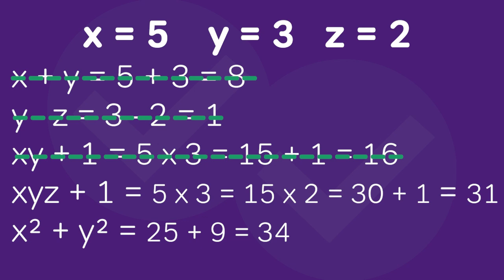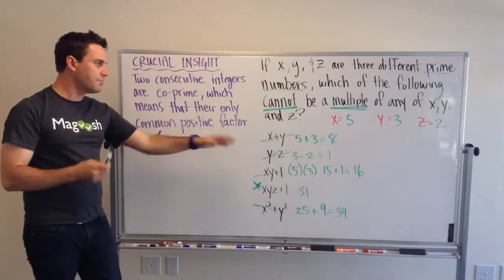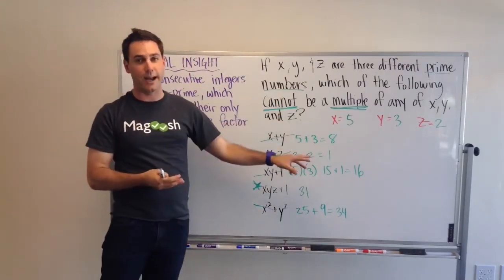X squared plus y squared. So 5 squared is 25, plus 9, because 3 times 3 is 9. And that gives us 34. Are any of these numbers a multiple of 34? Yes, 2 is, so we can eliminate it. So this approach can get you to the right answer.